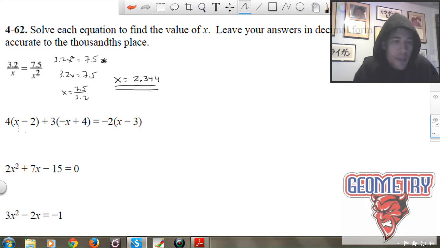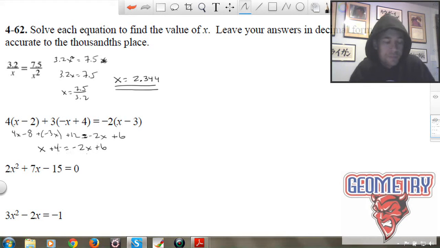So there's that one. Next one, let's distribute, combine like terms, go from there. So we have 4x minus 8 plus negative 3x plus 12 equals negative 2x plus 6. So we combine like terms here. So 4x minus 3x, that's just x. And then negative 8 plus 12 is positive 4. So x plus 4 equals negative 2x plus 6.